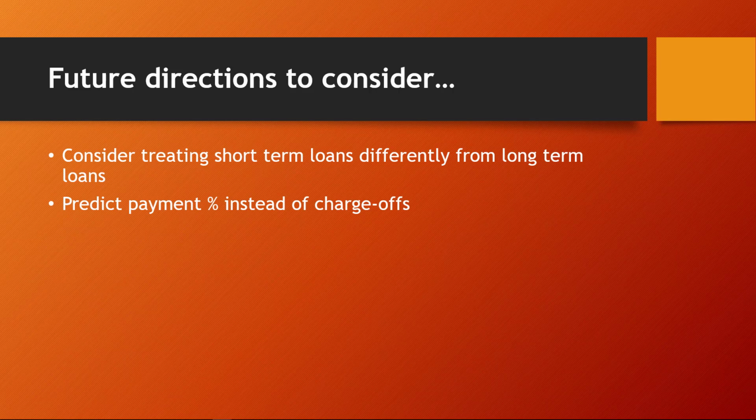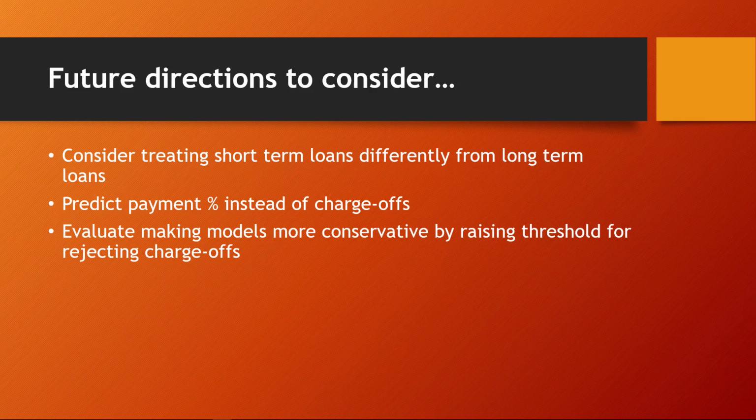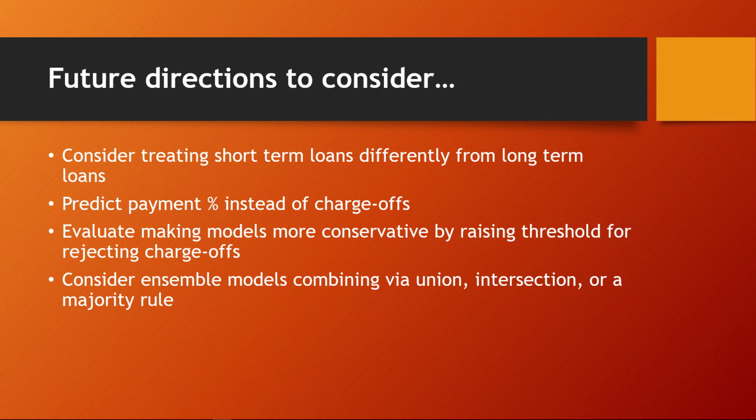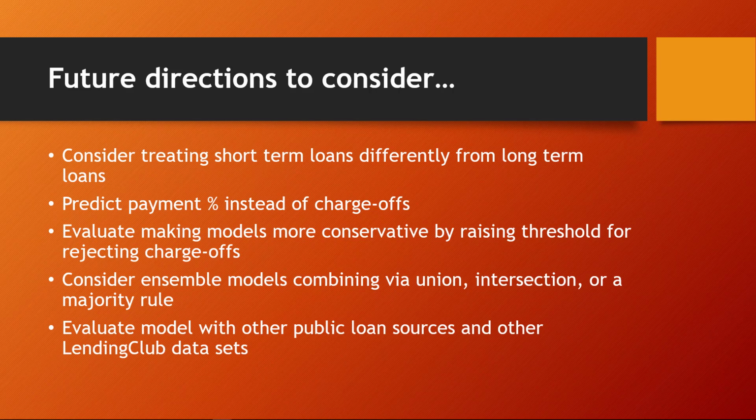Next, we would want to consider predicting payment percentage rather than charge-offs, since most charge-offs had some percentage of money paid back, hence not all charge-offs were complete write-offs. Next, we would want to look at ways to make the models more conservative by raising the threshold for rejecting charge-offs. Next, we'd want to consider ensemble models that can be found by combining our existing and possibly other models. We'd look at unions, intersections, and perhaps a majority rule combination of our solution sets.